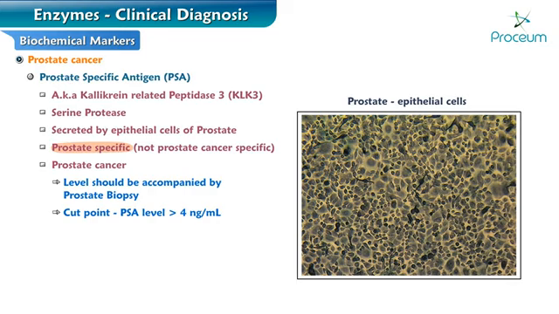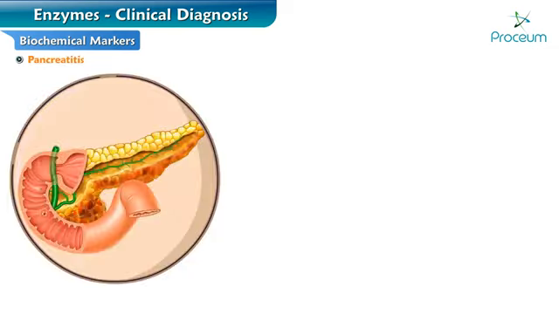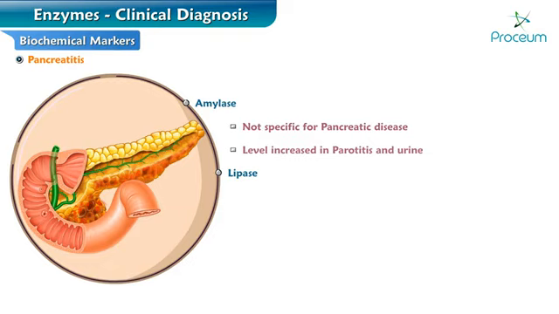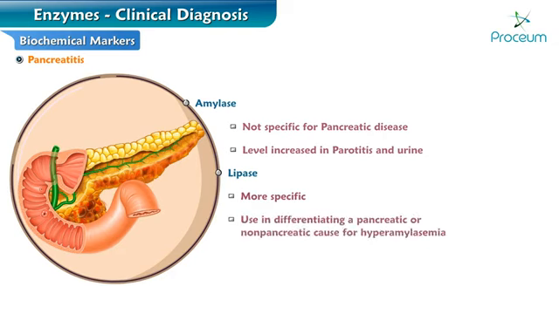Now we can consider enzyme markers of pancreatitis. These include amylase and lipase. Serum amylase is not specific for pancreatic disease, as its level is increased in parotitis and in urine also. A serum lipase, being more specific, level measurement can be used in differentiating a pancreatic or non-pancreatic cause for hyperamylasemia.